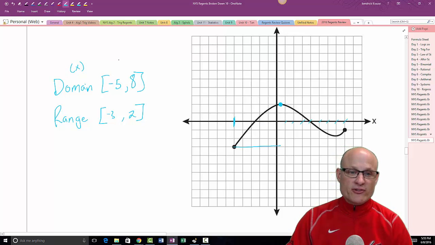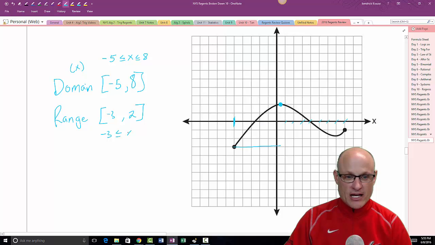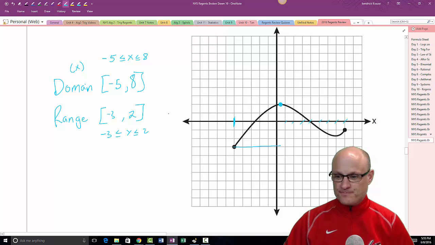Now, if you didn't use interval notation or you don't know interval notation, you could have done -5 is less than or equal to x is less than or equal to 8. And here, -3 is less than or equal to y is less than or equal to 2.